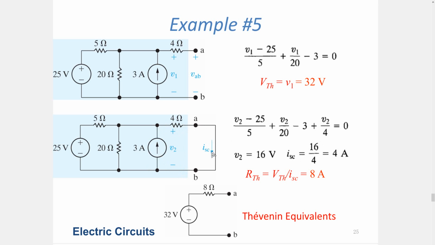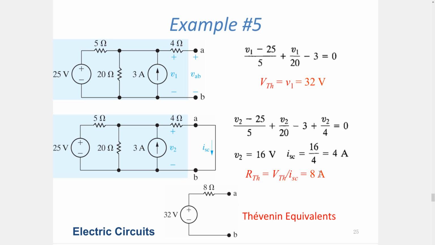Now, I know the 4 amps and I know the VTH from the previous measurement. Remember, I'm not using the V2 here. I have determined the short circuit current, it's 4 amps. And I have determined the VTH from my open circuit measurement or calculation. Then their ratio would give me the Thevenin equivalent resistance, which is 32 over 4 amps, giving me 8 ohms.